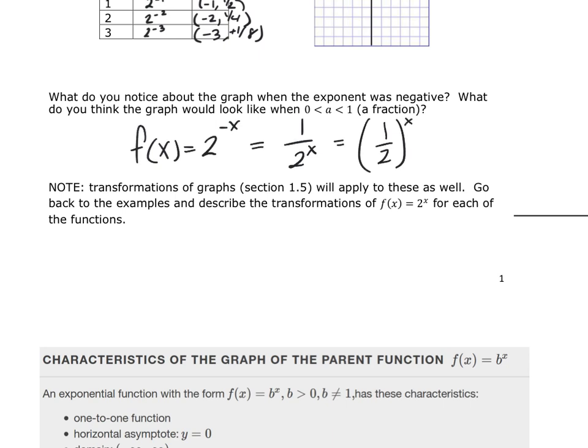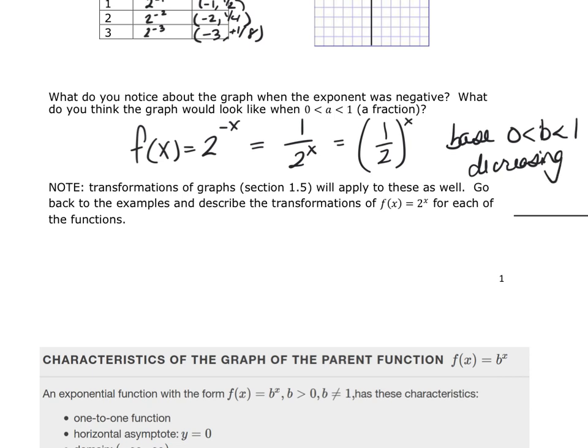So if my base is obviously greater than 0, but less than 1, then I know that it is decreasing from left to right on my domain.